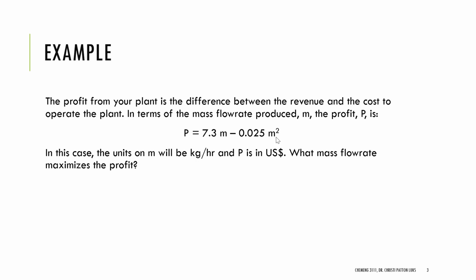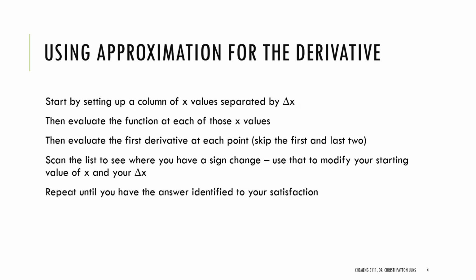Okay. And if we want to do this using this technique, not analytically taking the derivative, although yes, we know this one is easy, what I recommend doing is just start by setting up a column of x values that are all separated by value delta x, right? We need delta x for our formula. And then evaluate the function at each one of those. Now, because we're using the higher order central difference formula, we are going to use that to evaluate the first derivative at every point, but we won't be able to do the first 2 points or the last 2 points.